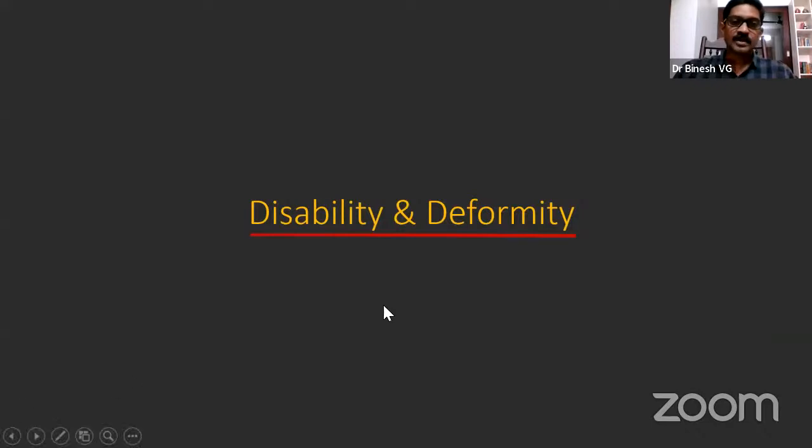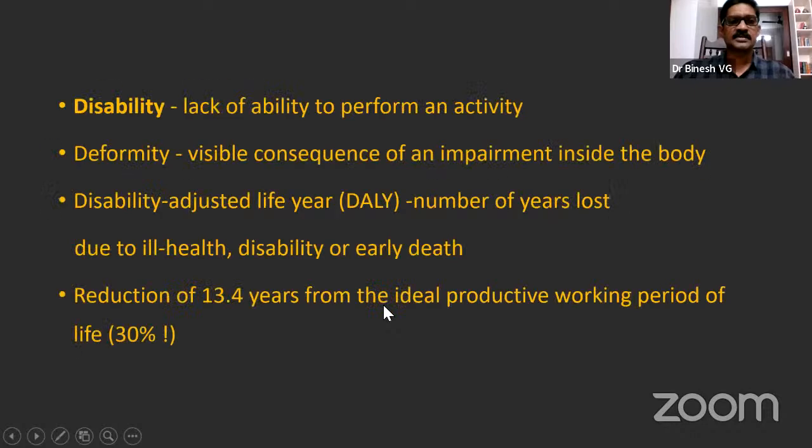Now, coming to disability and deformity. What is a disability? Disability means lack of the ability to perform an activity, and deformity is the visible consequence of that impairment. And there is a scale, the disability adjusted life year, DALY, the number of years lost due to ill health, disability, or early death. Studies have shown that persons affected with leprosy have lost an average of 13.4 years from the productive working period of their life, almost about 30% of their life. See how sad it is.